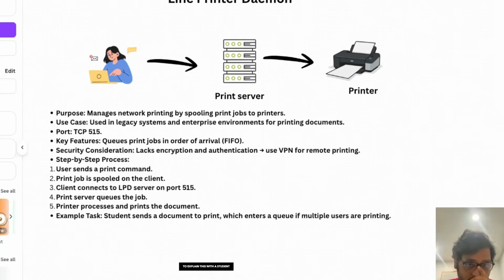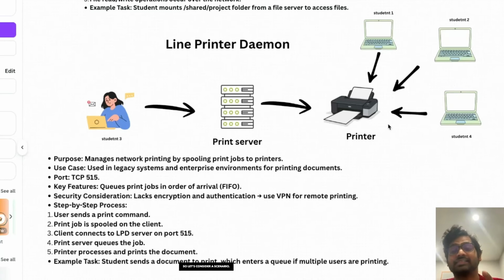To explain this with a student example, imagine a student is asked to print a paper. So let's consider a scenario. There are four different computers connected to the same printer. If student 1, student 2, and student 3 send their print requests before student 4, the printer will process those jobs first.